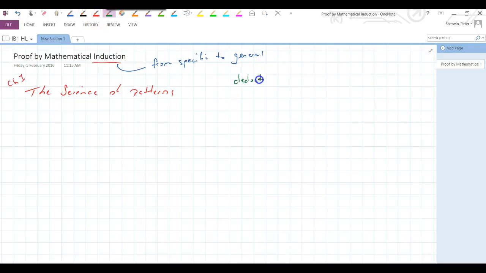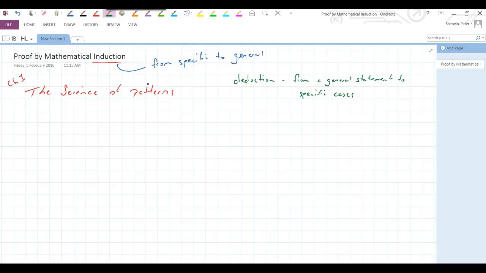Deduction, we go from a general theory, from a general statement or theory, to specific cases. So we've got a theory, and then we go to specific cases in order to establish the validity of what we've got. So what we're doing with induction is we start with specific examples, and we build a case based on that in a way that forms a pattern and a nice little proof.